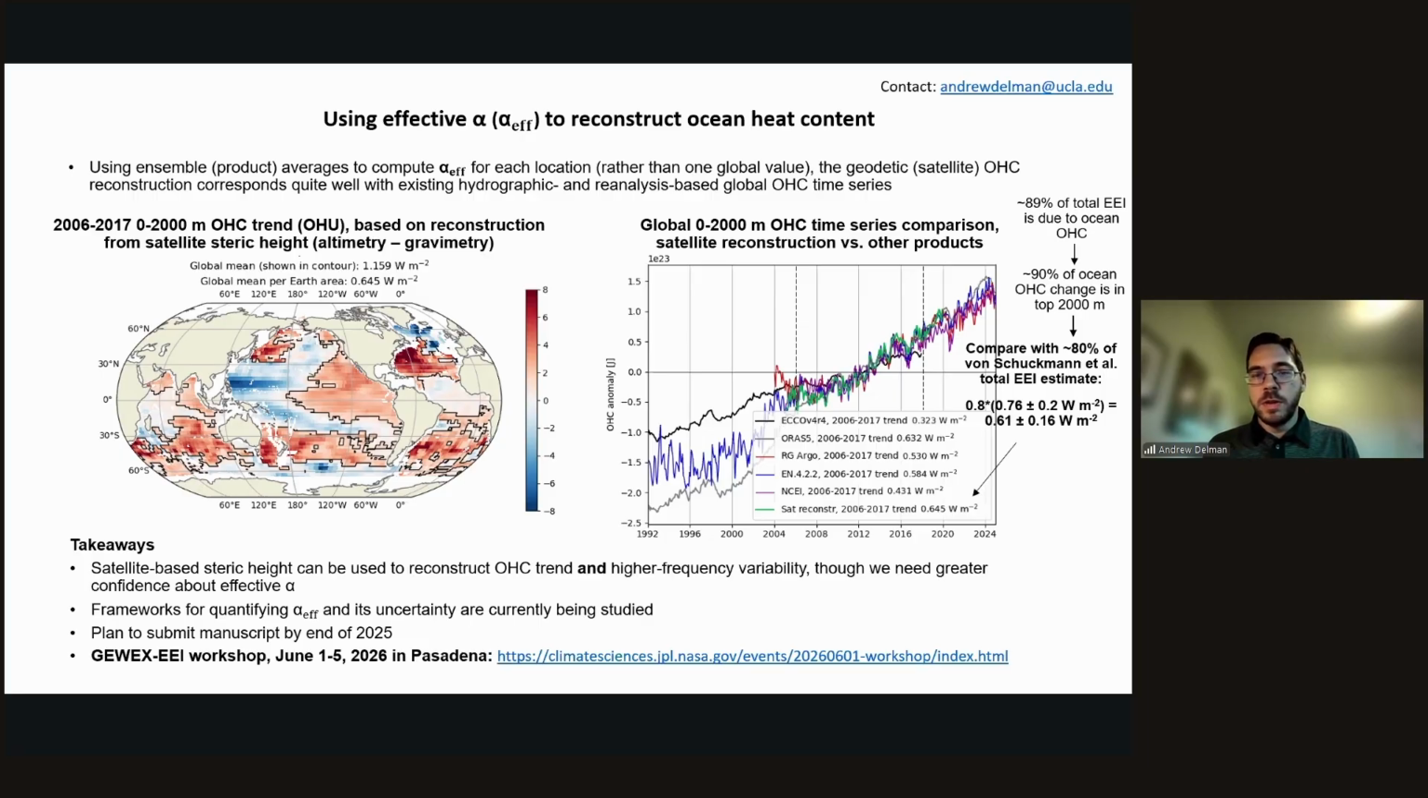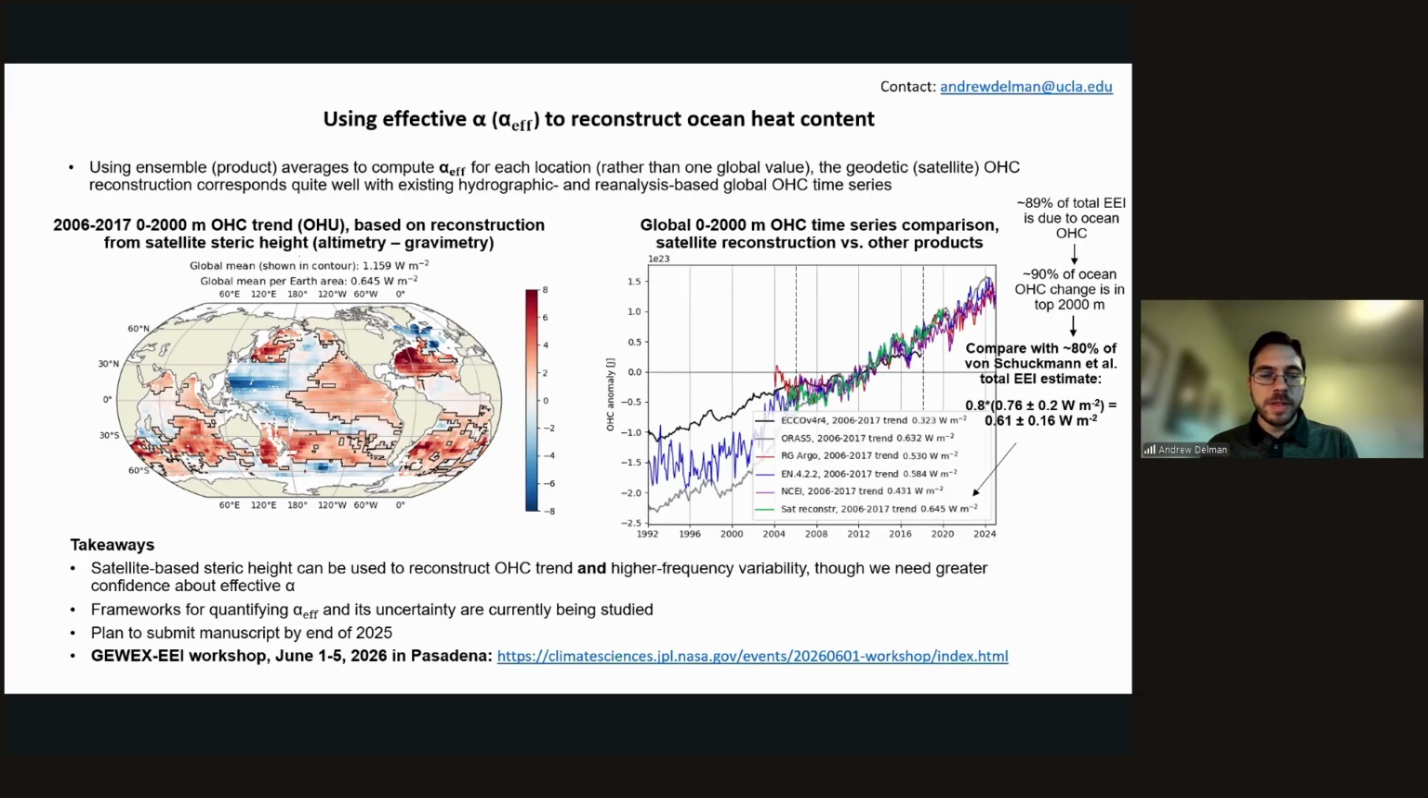And also, if you do a global average of that, you can see that the green curve, the satellite-based reconstruction of OHC, agrees very well with most of the data products that we use, both in the high-frequency wiggles and the overall trend, which, based on previous estimates of the ocean heat uptake in the top 2,000 meters, is about 0.6 watts per meter squared, plus or minus 0.14. So we're well within that in the satellite reconstruction.